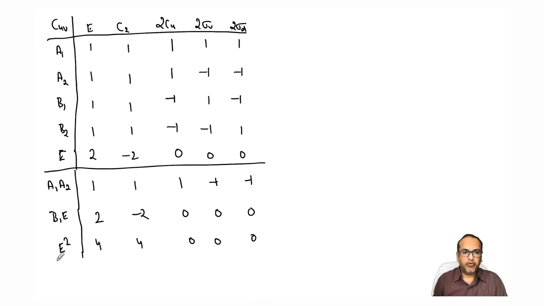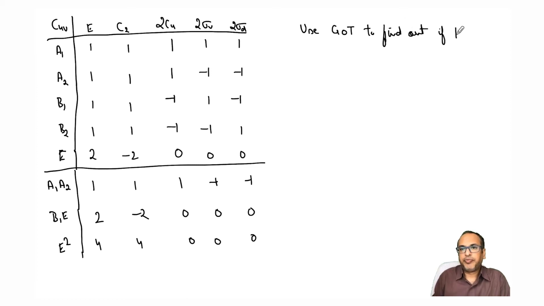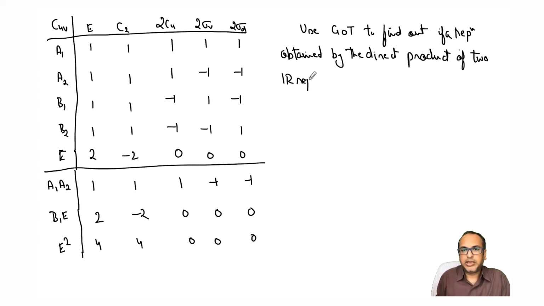Okay. Now, whether this is reducible or irreducible, you can always use the great orthogonality theorem to find out if a representation obtained by the direct product of two irreducible representations is reducible or irreducible.